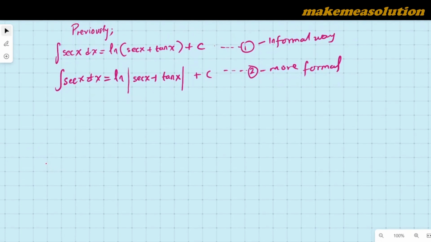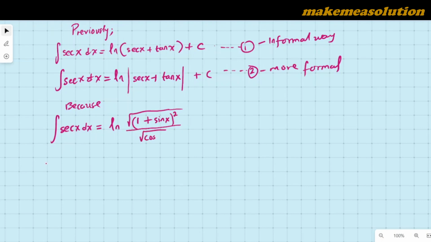So having seen that, we can now see that the reason why I want to express my integral of sec x with the absolute value symbol is because when we got to this point, we had ln of the square root of (1 plus sine x) all squared over cos squared x plus c.